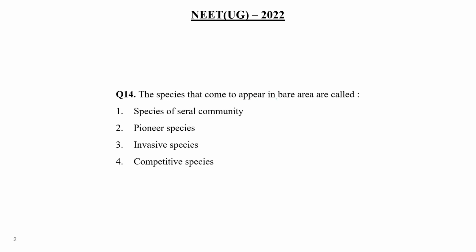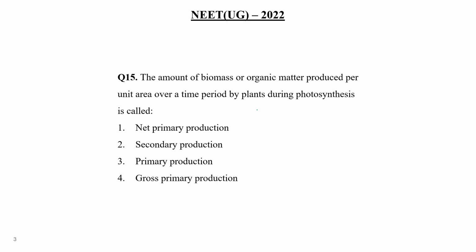species of cereal community, pioneer species, invasive species, or competitive species. Just now we have discussed this question. The species that come to appear in the bare, lifeless area is known as pioneer species, and that is lichen in the case of rock or bare land, and phytoplankton in the case of a newly created pond. Clear? Now let's move to the next question, question number 15.